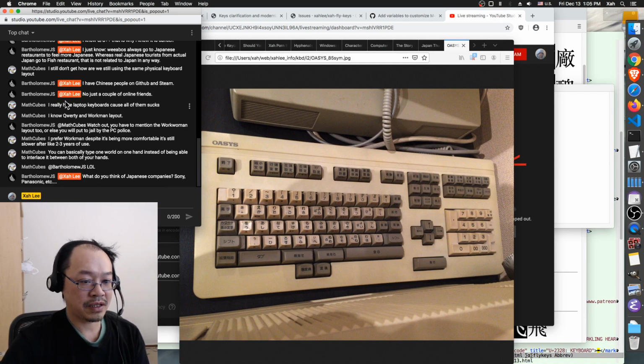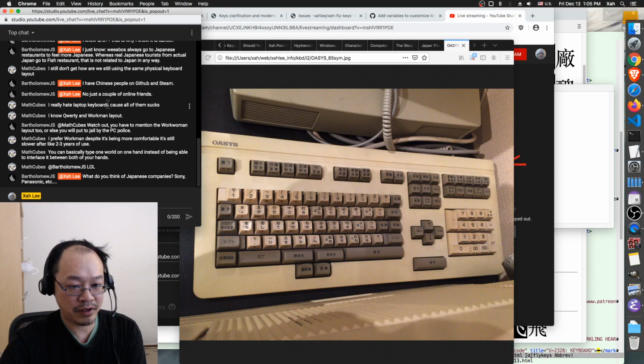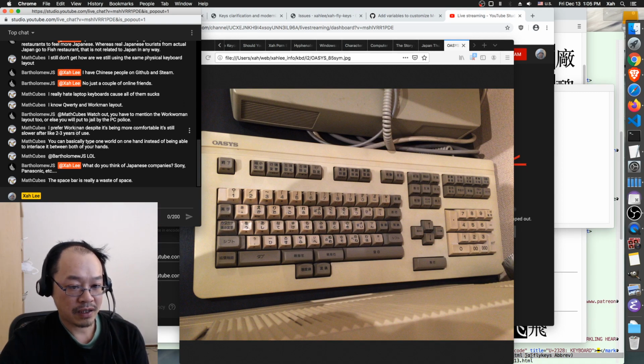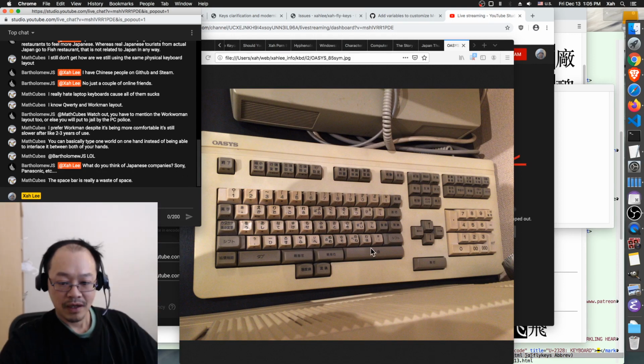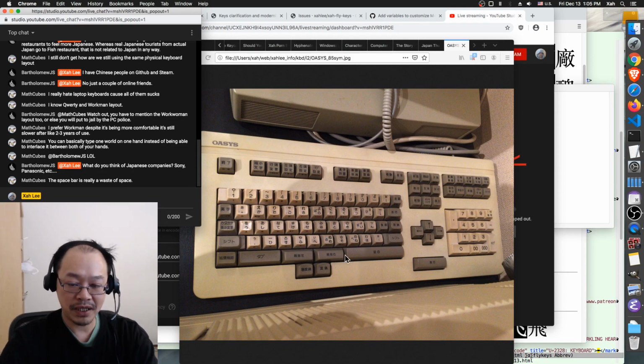So Math Cube says, I really hate laptop keyboards because all of them suck. I know QWERTY and Walkman layout. Okay, so Bart says, okay, so what do you think? Okay, so the spacebar is really a waste of space. Yes, indeed. The Japanese keyboard, they don't use the spacebar much.